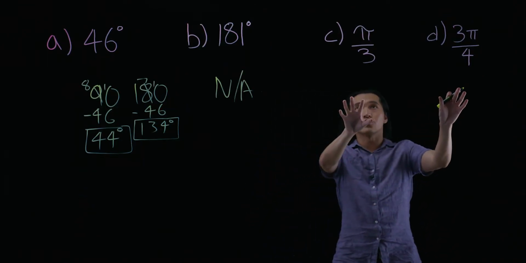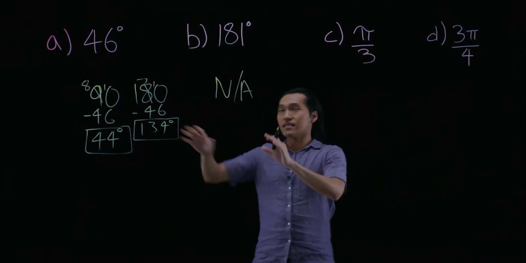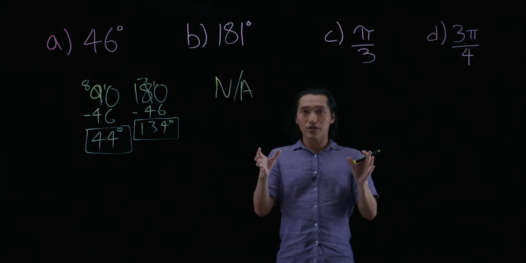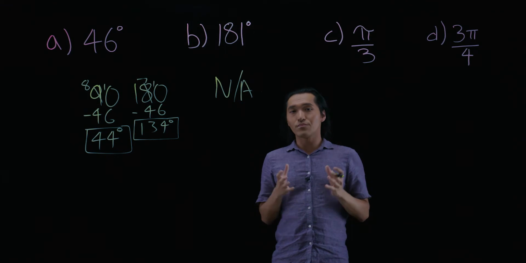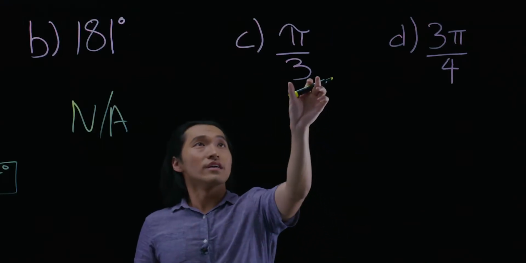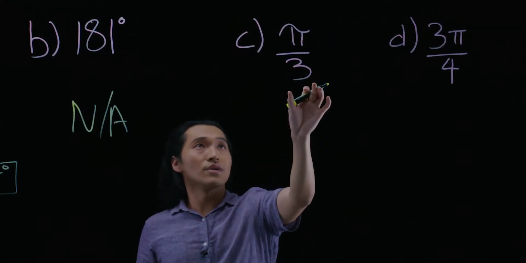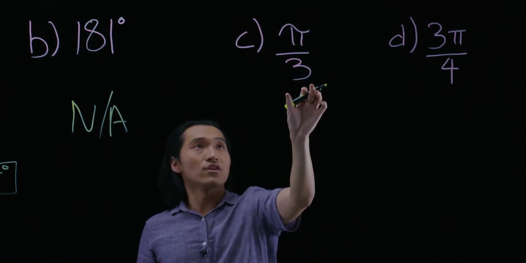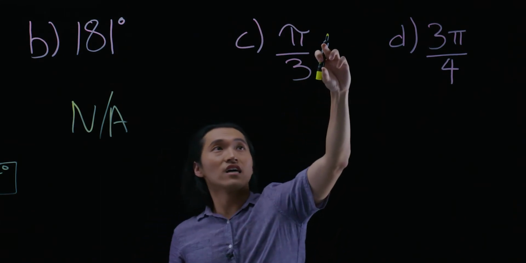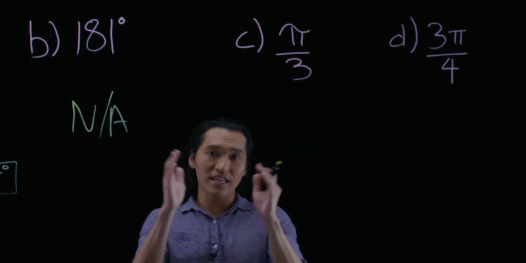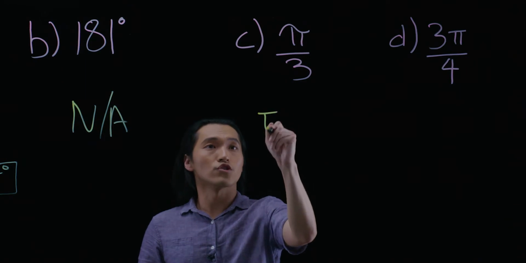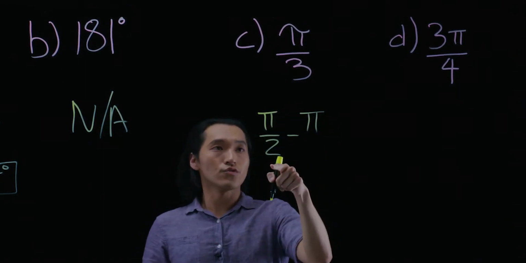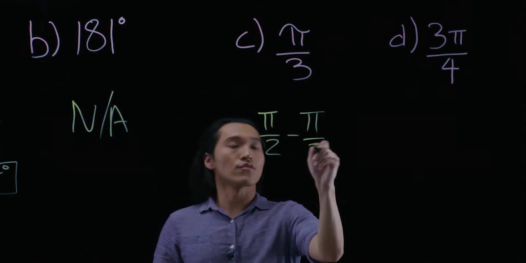Now let's look at these two. These two work the same way as these, except we're using radians here instead of degree measures. Remember that radians and degrees are pretty much the same thing. They're just measurements for angles, right? So here, in order to find the complementary angle to pi over 3, we need to find the angle that it would take for this to add up to pi over 2. Because remember, 90 degrees in terms of radians is pi over 2. So we need to find the difference between pi over 2, which is 90 degrees, and pi over 3.